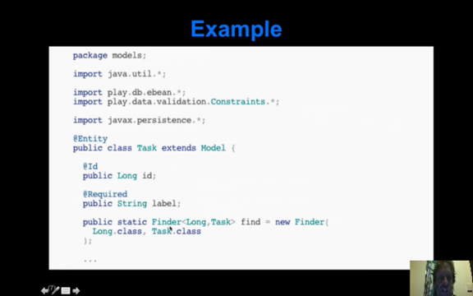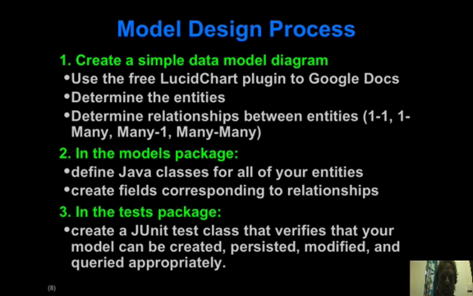Here's the declaration of a method called find, or in this case it's just a static instance variable called find, which can be used to construct queries to obtain task instances from the database. Okay, so that's kind of how that looks. We're going to go into a lot more detail on that in my next screencast, but I wanted to give you a general sense for how things are.